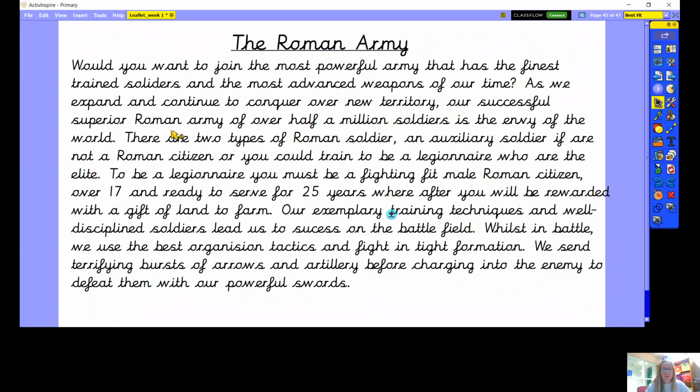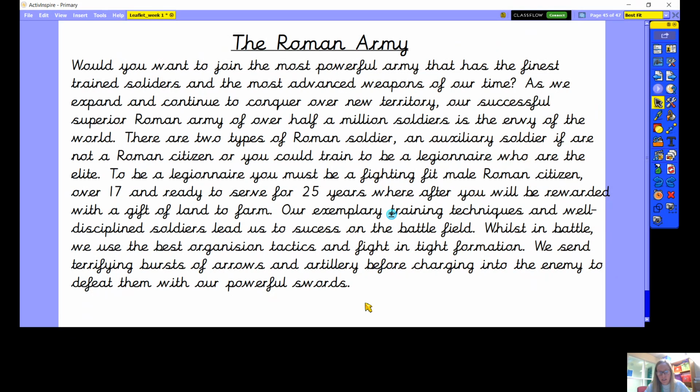So, would you want to join the most powerful army that has the finest trained soldiers and the most advanced weapons of our time? As we expand and continue to conquer over new territory, our successful superior Roman army of over 500,000 soldiers is the envy of the world. There are two types of Roman soldier: an auxiliary soldier if you are not a Roman citizen, or you could train to be a legionnaire, who are the elite. To be a legionnaire, you must be a fighting fit male Roman citizen over 17 and ready to serve for 25 years, whereafter you will be rewarded with a gift of land to farm.